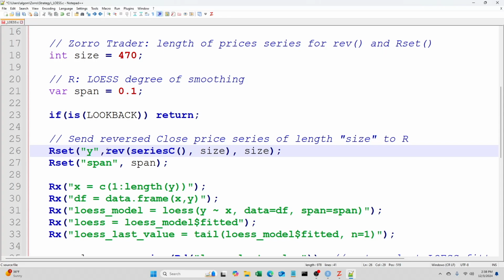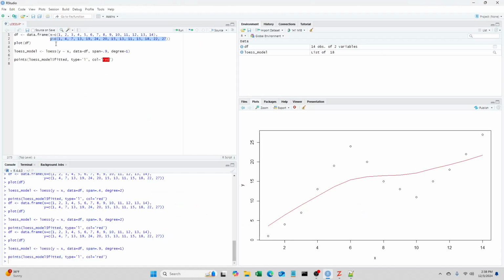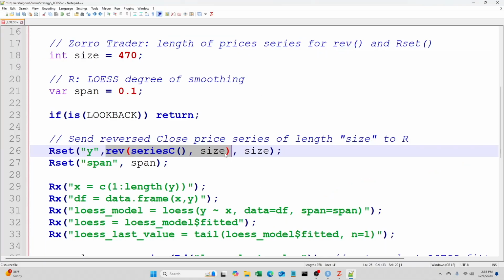And then when we pass this array of prices, this series of prices, which is y here, to R, again we have to specify the size. So we need the size first when we reverse the price series, and then we need it again when we pass this array of numbers to R from Zorro Trader. I hope this makes sense.